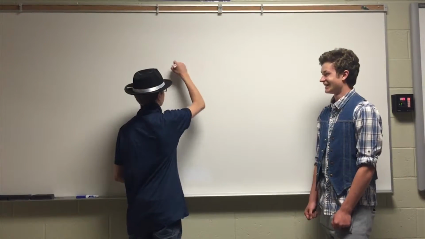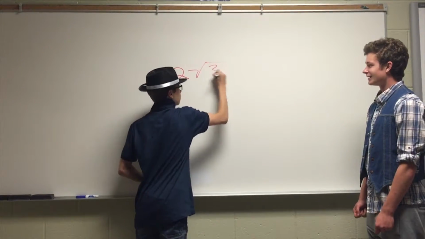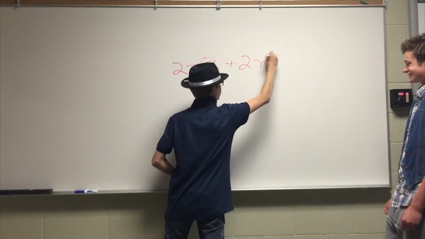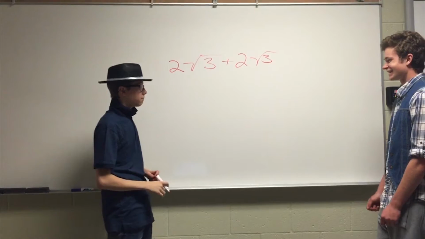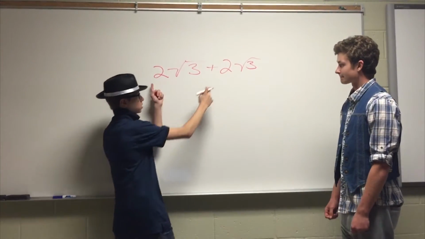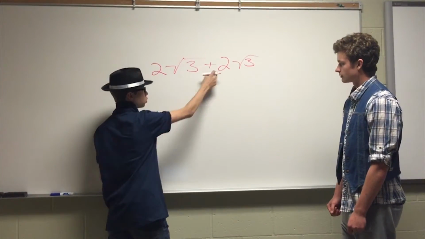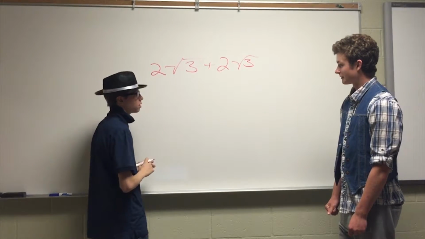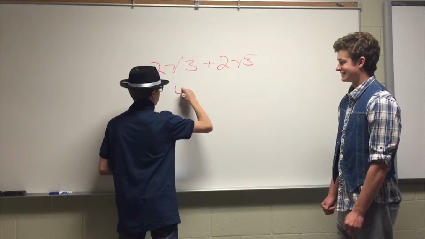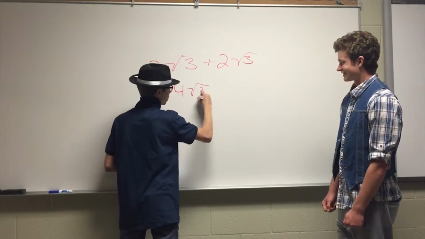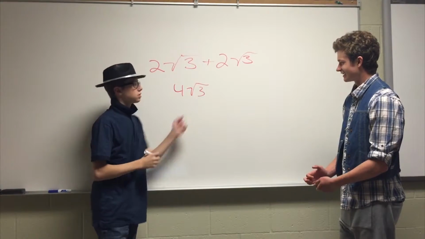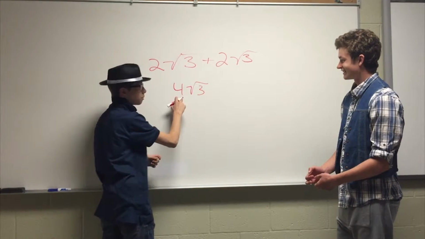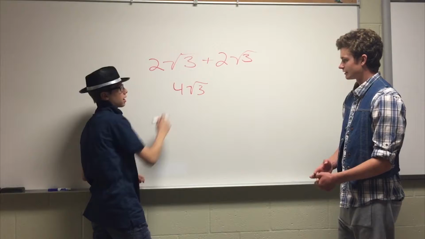adding radicals. So this will be our first radical, added by our second radical. Now, since both the radicals are the same, you can put the two coefficients together. So now, since we have two of the same coefficients and two of the same radicands, then we can add them both together. But we do not need to add the radicands, simply because they are the same number. If you add the two coefficients though, it'll be 4 of the same radicand.